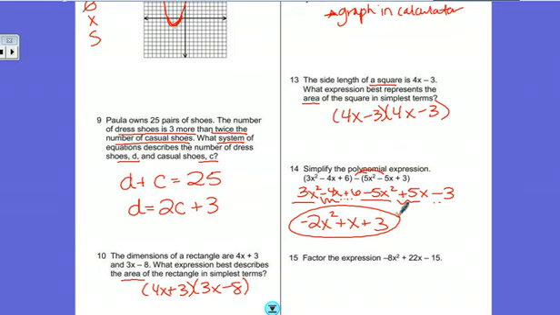This is actually going to take a tiny bit of work here. The first thing we're going to do is, you can't factor with a negative in front of it, so I'm going to take out a negative 1 from that whole thing. Negative divided by negative is a positive 8x squared. Positive divided by negative is a negative 22x. Negative divided by negative is a positive 15.